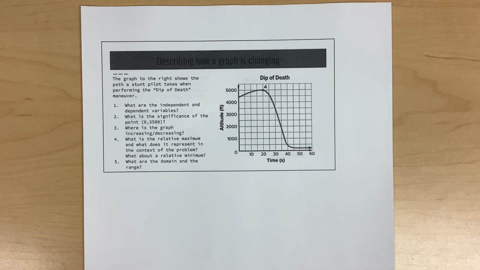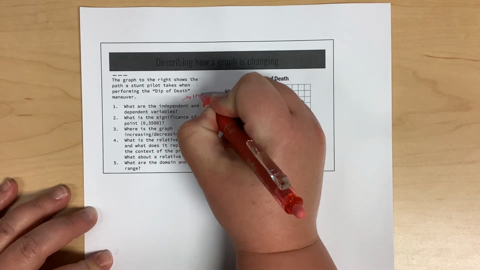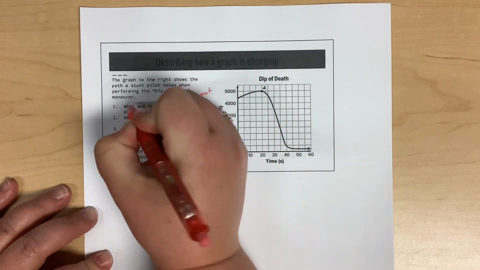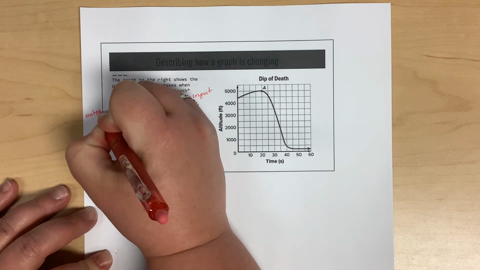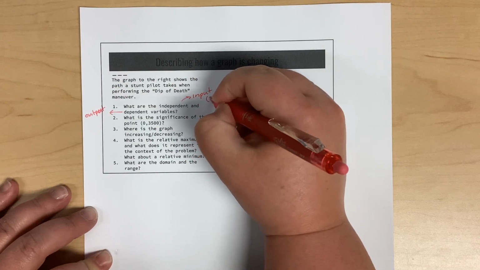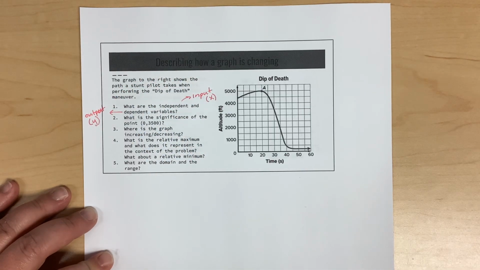So the graph that you see here represents a stunt pilot doing a stunt that's called the dip of death. So we have 5 questions that we need to answer. First of which is, what are the independent and dependent variables? So if you remember from the last lesson, the independent variables are your inputs, and the dependent are your outputs. Independent is always x, output y or f of x.